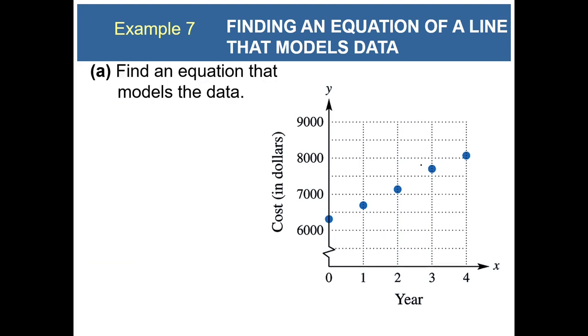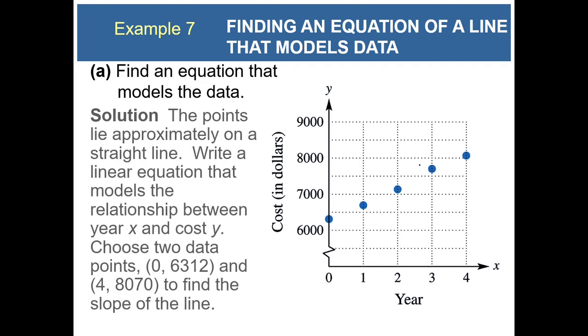Find an equation that models the data. The points lie approximately on a straight line. Write a linear equation that models the relationship between the year x and the cost y. Choose the data points (0, 6,312) and (4, 8,070) to find the slope of the line.